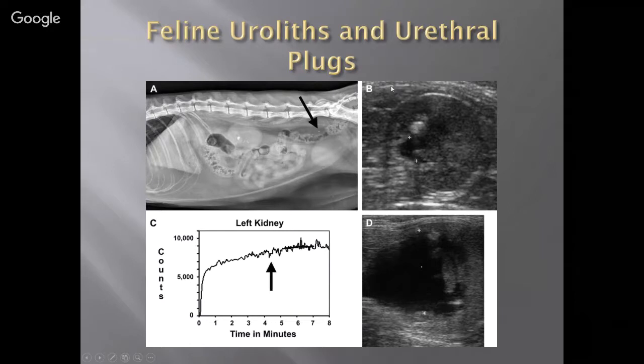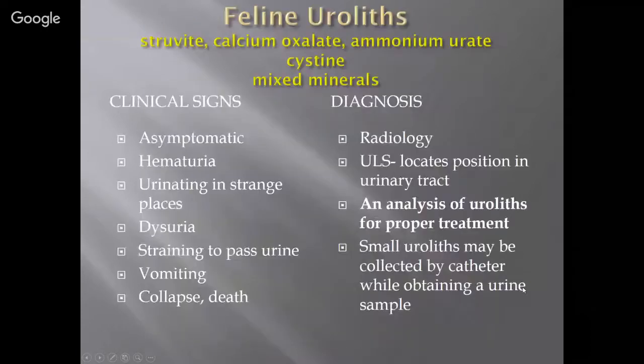Urethral plugs are typically made of mucus, and they usually will occur in cats and cause problems in cats because especially male cats have very small urethras. So struvite, calcium oxalate, ammonium urate, cystine, mixed minerals. There are a couple of different types of uroliths.